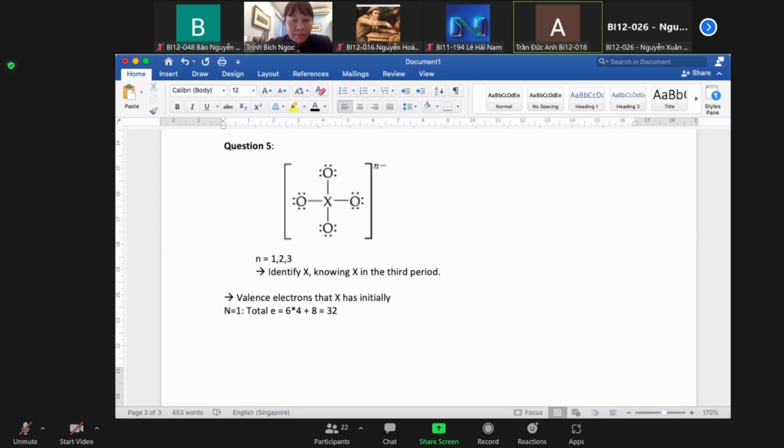Okay. This 32 electrons will be equal to the valence electron of oxygen multiplied by 4, because you have 4 oxygen here, plus the valence electron of X. You have only 1 atom here, plus, because this is 1 minus, it means that you have how many electrons in excess? One extra electron, right? Yes, the negative charge. Okay.